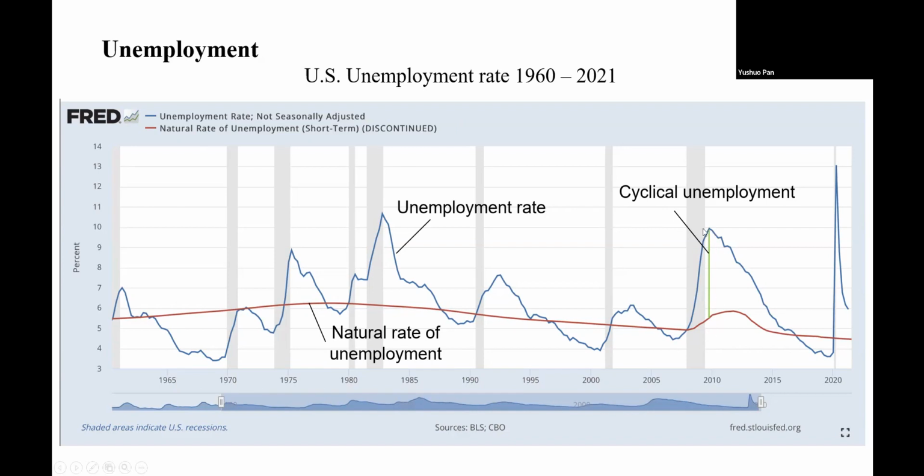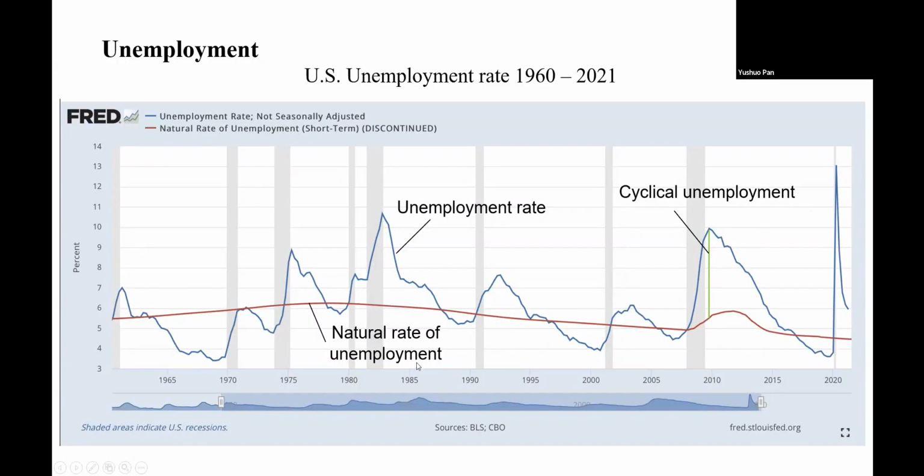And the difference between the real or current unemployment rate, the blue line, and the natural rate of unemployment, which is the red line, the vertical difference, is the cyclical unemployment rate. We can see that usually during a recession, the shaded area, the unemployment rate will be higher than the natural rate of unemployment, which means the cyclical unemployment will be positive during a recession. But in booms, the unemployment rate is lower than the natural rate of unemployment. So in booms, the cyclical unemployment rate will be negative.